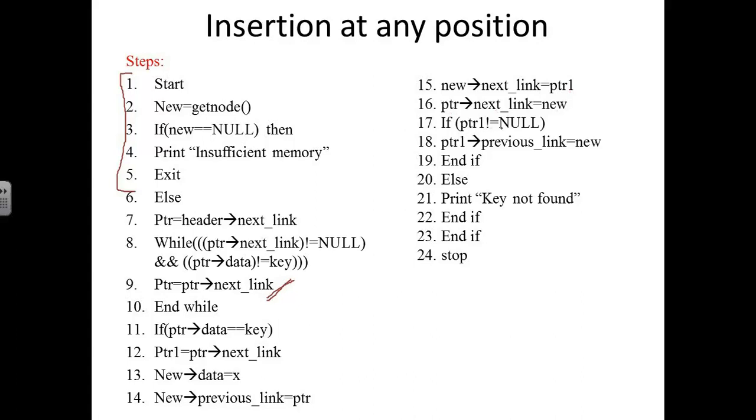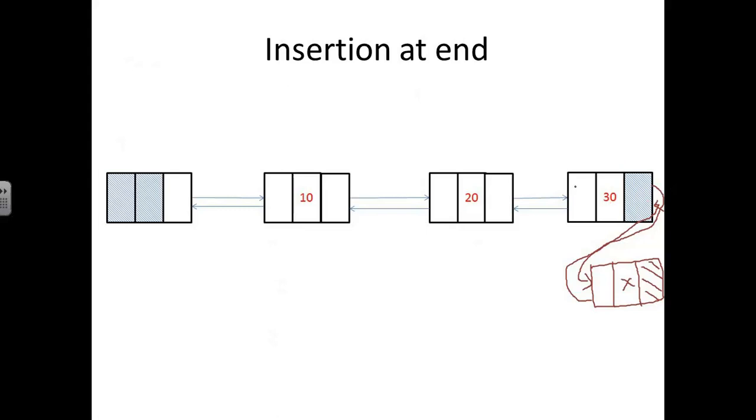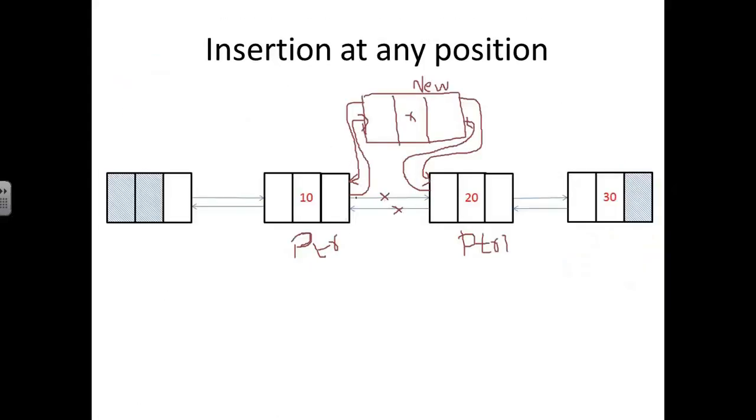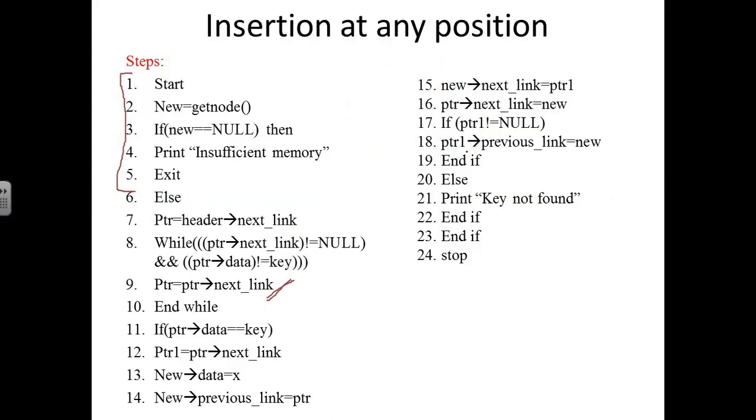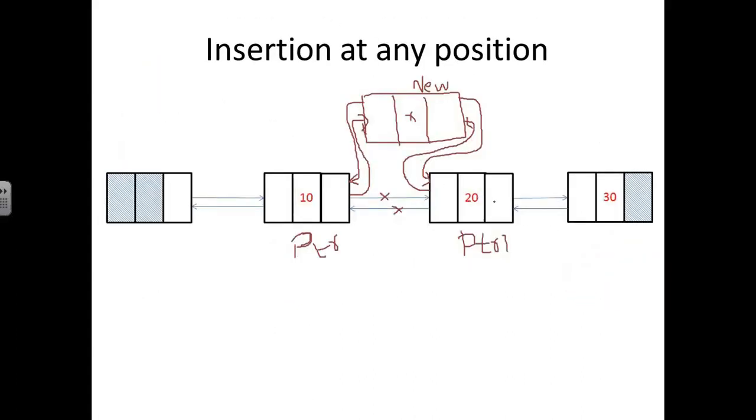Okay, then if pointer 1 not equal to null, which means sometimes we may have this particular node as the last node in the list. In that case, pointer 1 will become null, right? So if it is not equal to null, then pointer 1's previous link will be pointing to the new node. And else, print key not found. If the given key is not found, then we need to print key not found, insertion is not possible. The only thing we need to remember is which step we need to update next. There only we need to concentrate more. This is about insertion at any position.